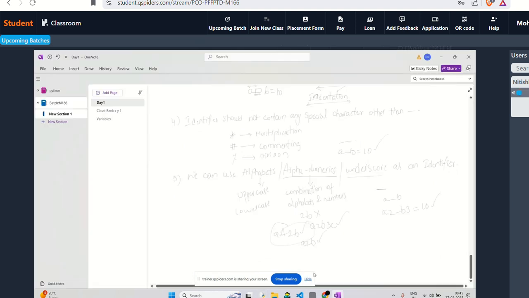These are all the five rules that we need to follow while creating identifiers. Identifier in the sense variable, function, class, anything. While creating functions and classes also we need to follow these rules, not only for variables.